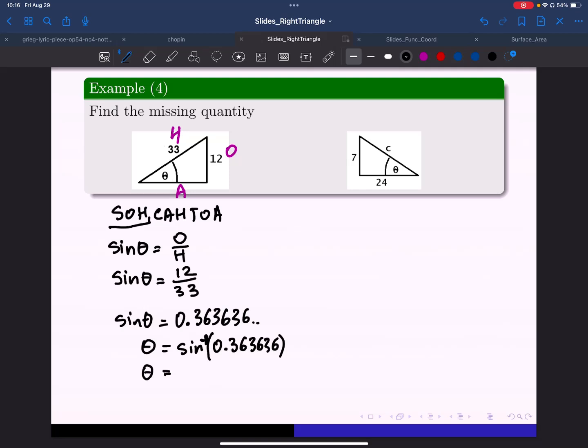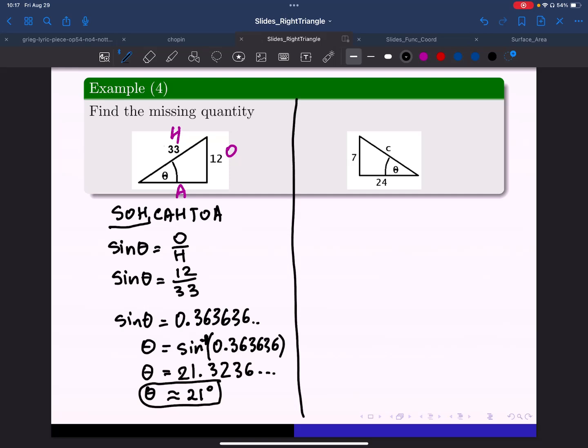So then if you use the sine inverse of your answer, we are getting 21.3236 and so on. So theta is approximately, to the whole degree, usually we round it up, so 21 degrees. Theta is my angle. Let's call this part A. Let's call this part B.